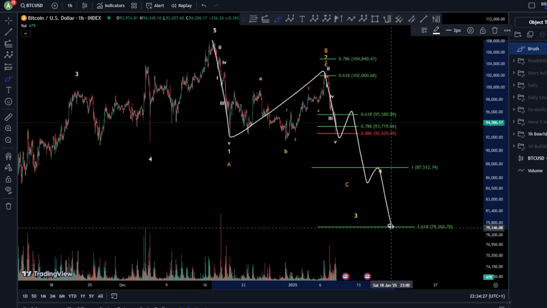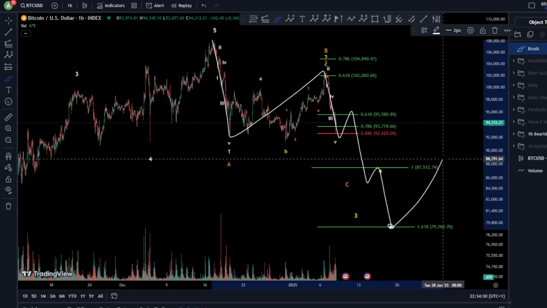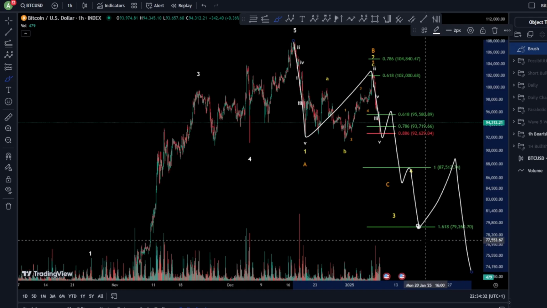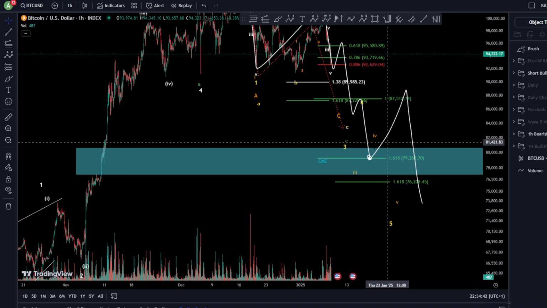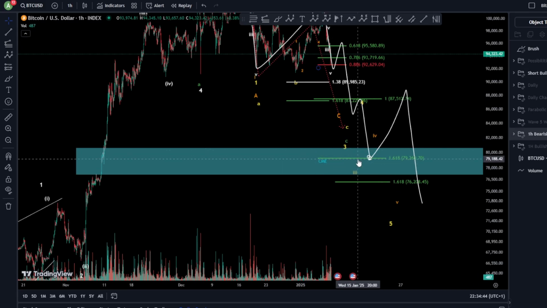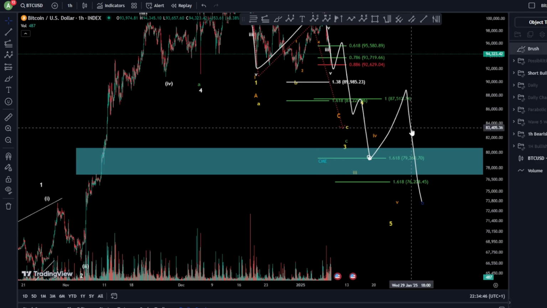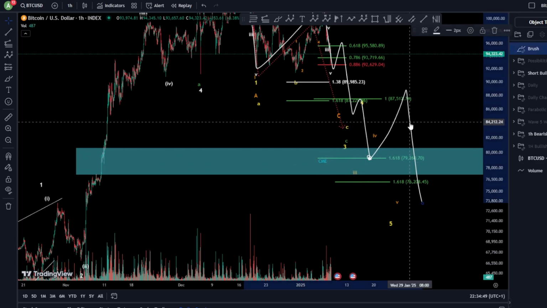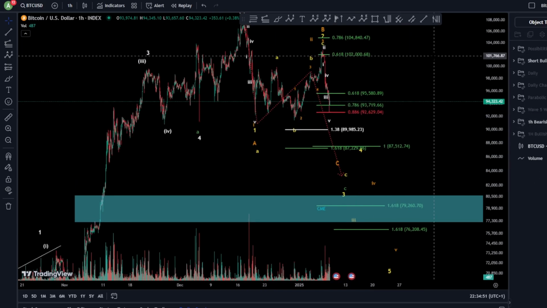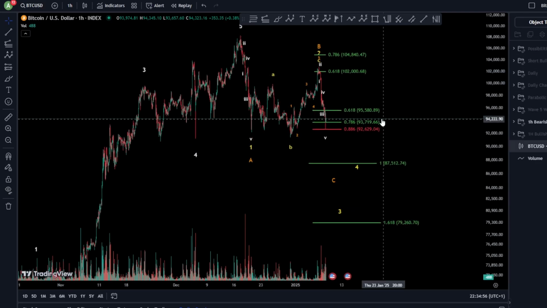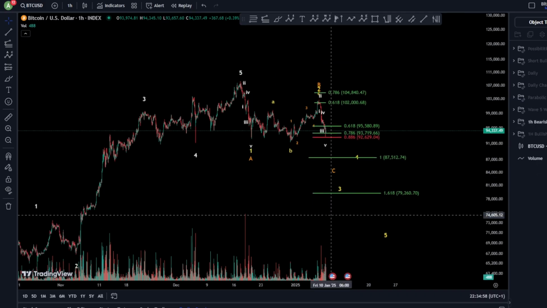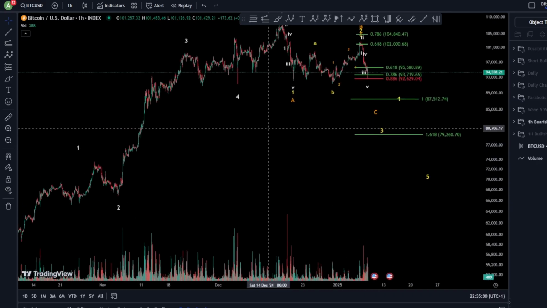That wave 3 would match perfectly with the fib levels at 79,260, and then wave 4 and then wave 5 toward the downside, reminding us of the CME gap. We have a CME gap, and it has to be filled sooner or later. This might be the scenario, guys, that we are watching right now, which might tell us that this is your bearish market.